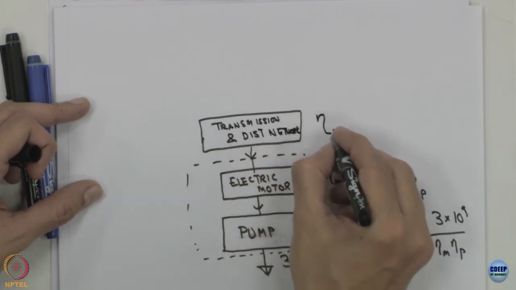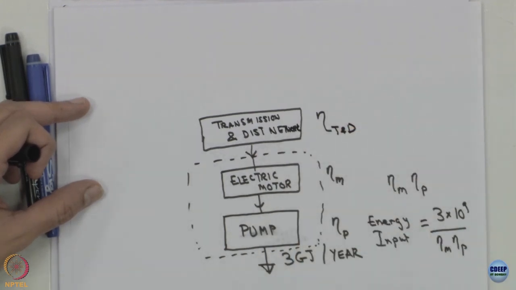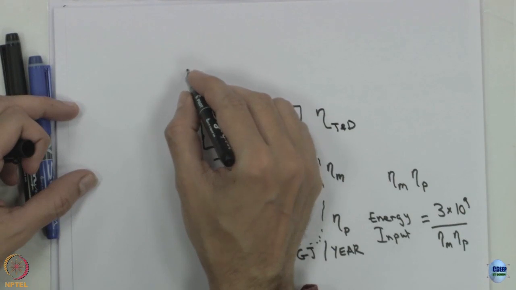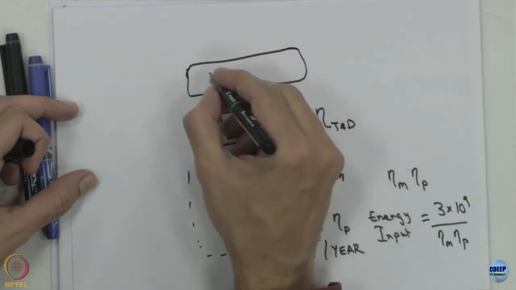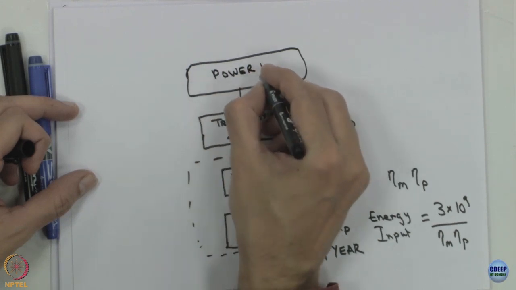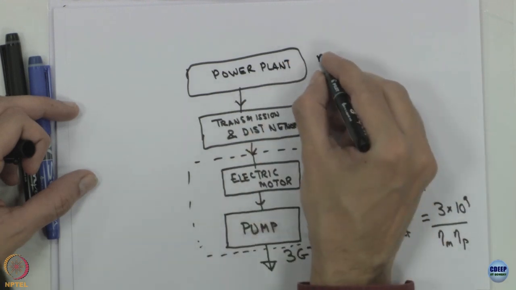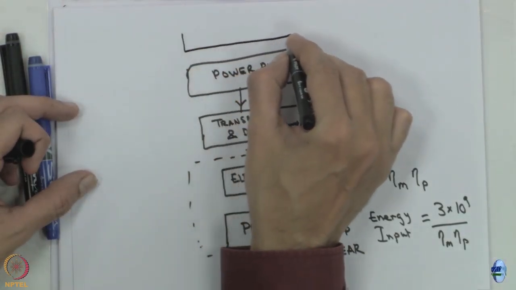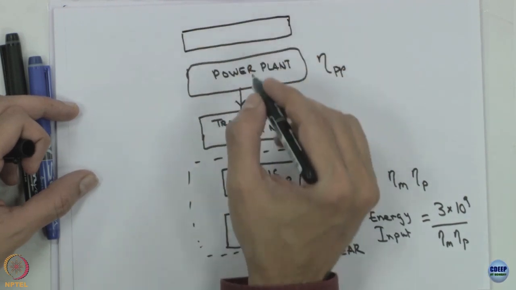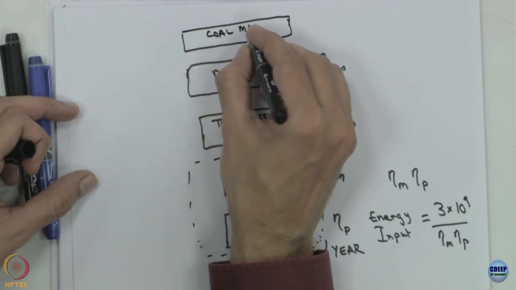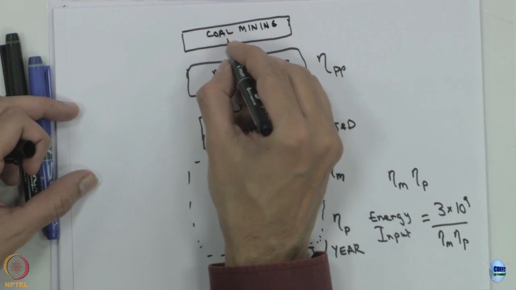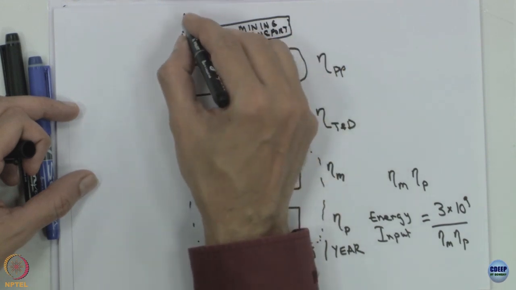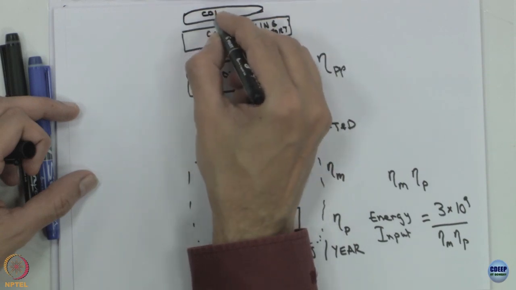And this will also have another efficiency, eta T and D. This is the secondary energy that we are getting, and before this you would have the power plant, eta power plant. Before the power plant, if we think in terms of coal, you would have the coal mining and transport, and then this is your primary energy source, which is coal.